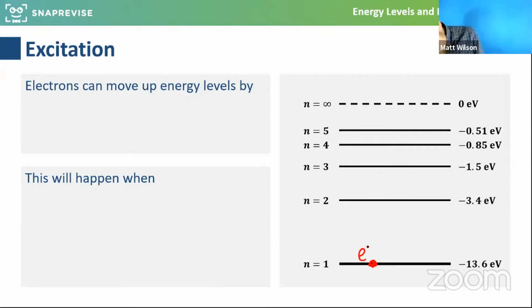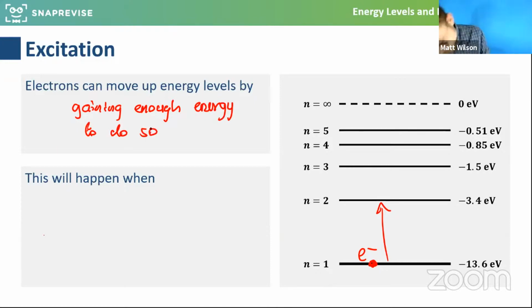Okay, so let's talk a bit more about these electrons moving between these levels. Let's say I have an electron which lives at this first level here, n equals 1. I can talk about the energy required for it to move up to this level here, and the energy is given by the gap between them. So electrons can move up energy levels by gaining energy, specifically gaining enough energy to do so. So here, if I give an electron in the ground state 10.2 electron volts, then it will be able to move from the ground level up to the second level.